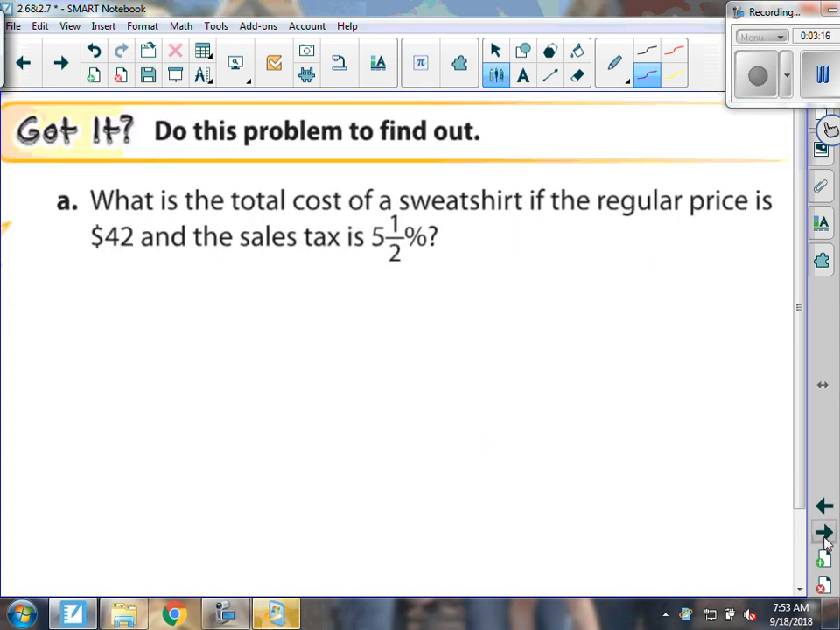Okay, you do the exact same thing here. So what is the total cost of a sweatshirt if the regular price is $42 and the sales tax is 5.5%? So first we need to change our 5.5%. Let's change that so we get rid of the half. So 1/2 as a decimal is 0.5, so that's 5.5%. So you need to change this, get rid of our percent, and move our decimal 2 places to the left. Okay, so now I want you to take a moment and multiply these 2 numbers together to find out what your sales tax is, and then you need to find out what your total cost is.